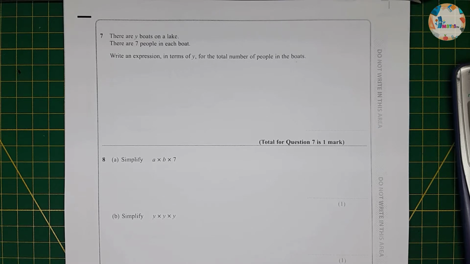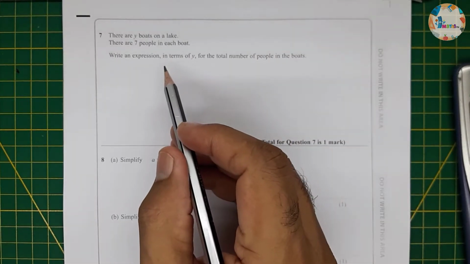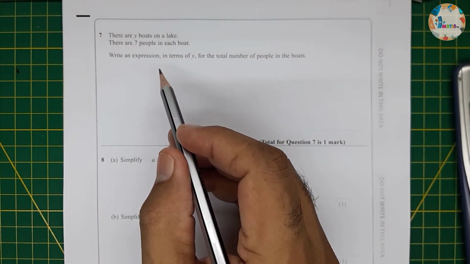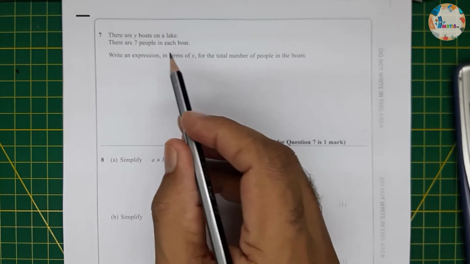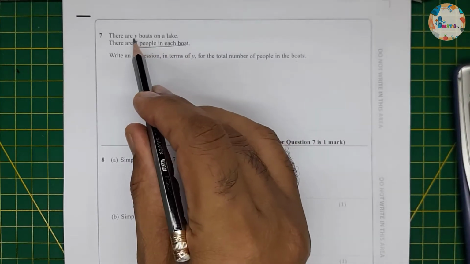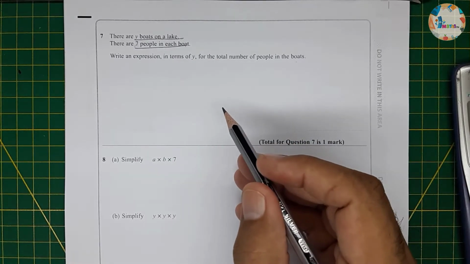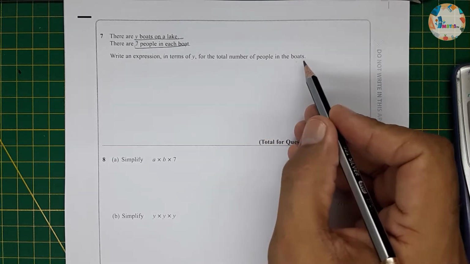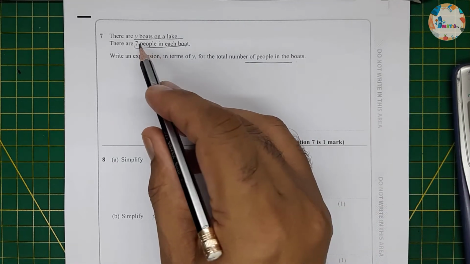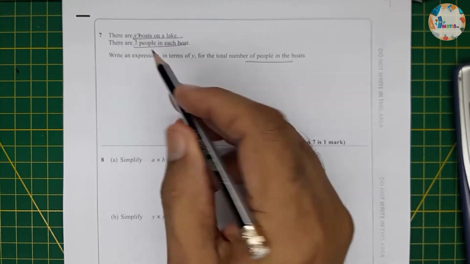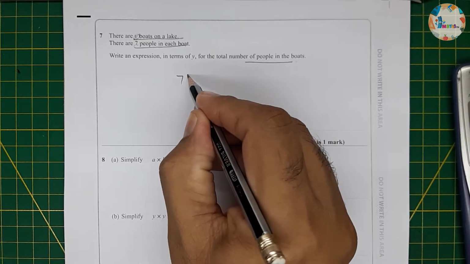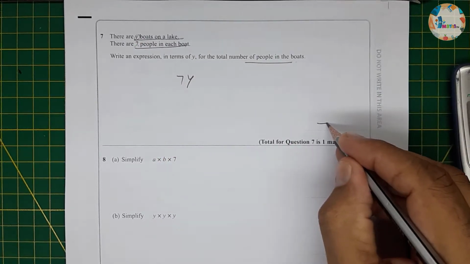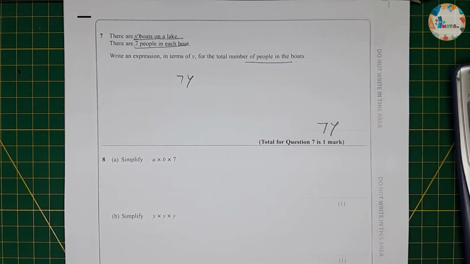Now question number 7. There are Y boats on a lake and there are 7 people in each boat. Write an expression in terms of Y for the total number of people in the boats. There are Y boats, so Y multiplied by 7, so it will be 7Y. So the answer will be 7Y. This is a 1 mark question.